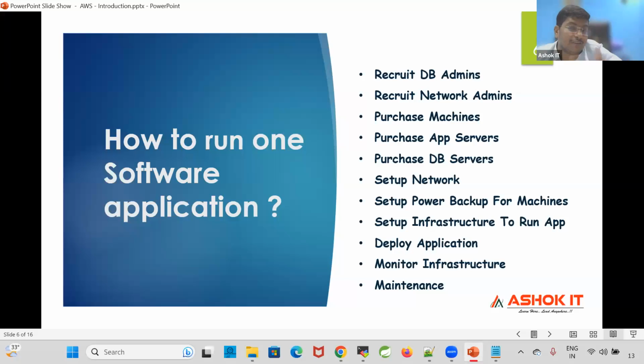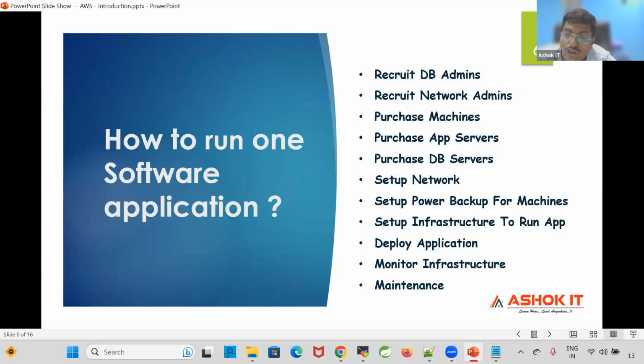We need to monitor our infrastructure, how servers are working, how database is working, how network is working, and we need to provide maintenance. If any issue comes in the server, if any issue comes in the network, if any issue comes in the power, we need to take care of that. So here, managing the infrastructure is very, very difficult. First thing is we have to spend the money to purchase the infrastructure. After that, we need to invest our time to manage the infrastructure properly. Then only we can run our company successfully. Then only we can run our project successfully.